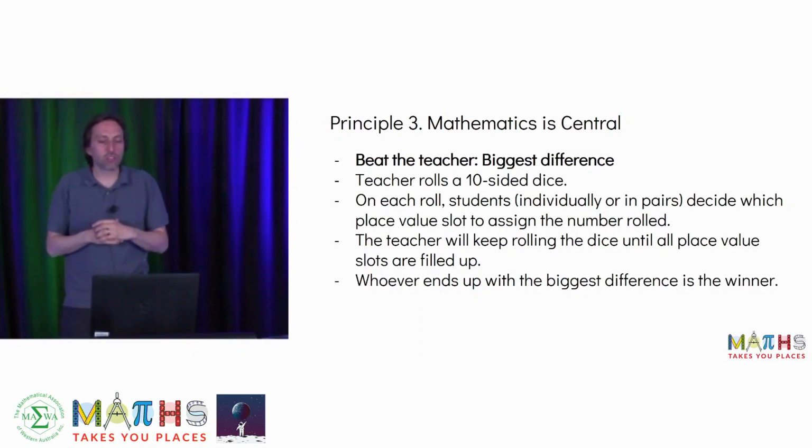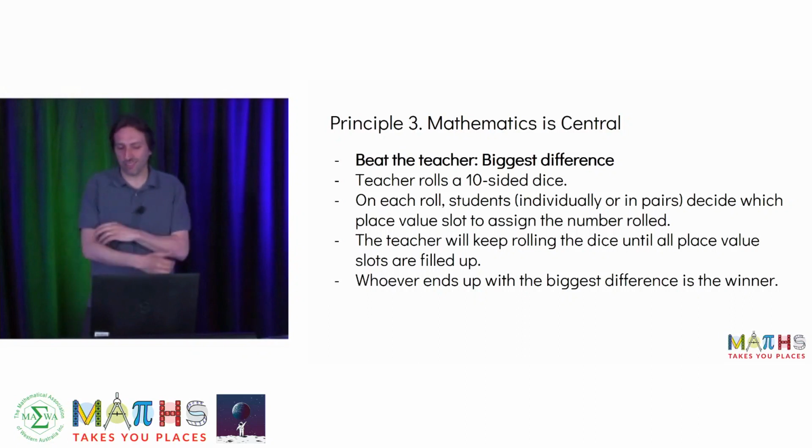On each roll, students individually or in pairs, so you could be playing collaboratively. It's up to you. I'm going to leave that up to you. You've got that choice. Which place value slot to assign the number rolled. The teacher will keep rolling the dice until all place value slots are filled up. And whoever ends up with the biggest difference is the winner. So you're trying to get the biggest difference.